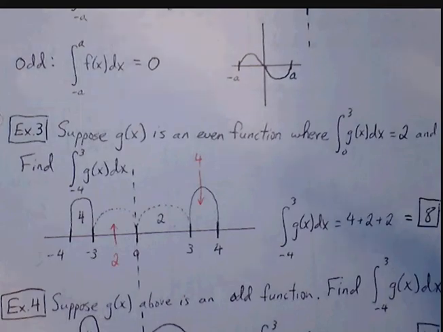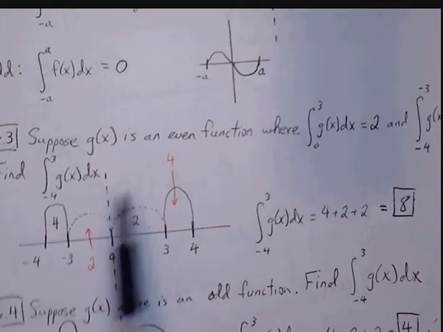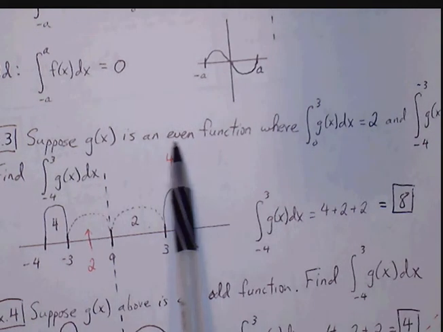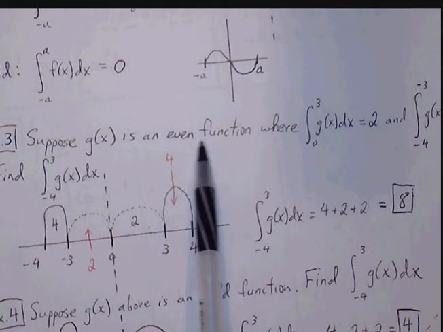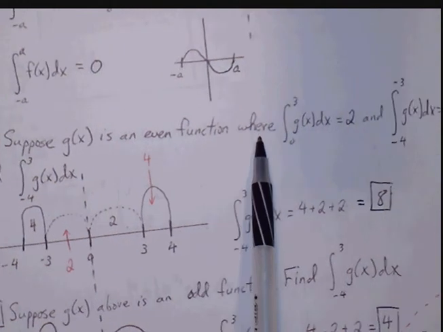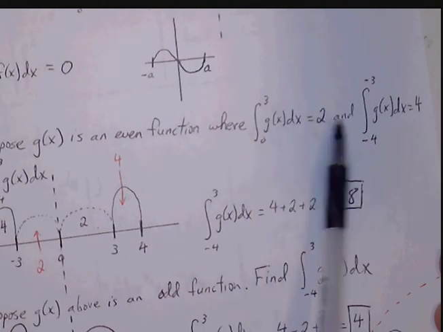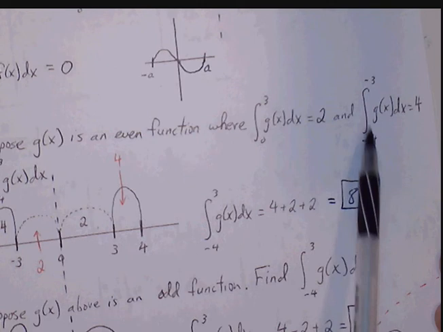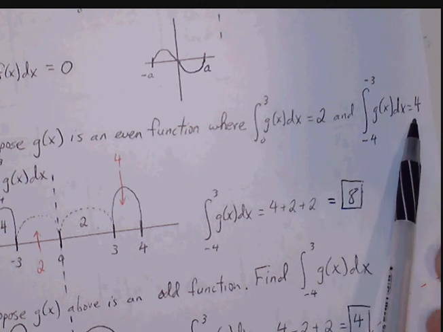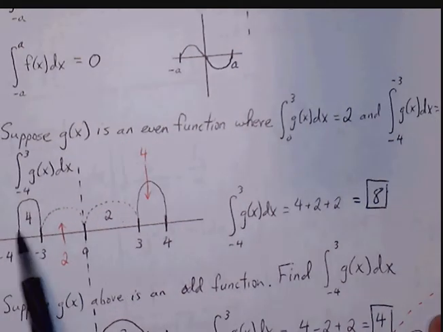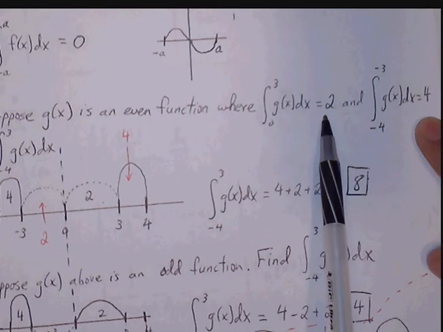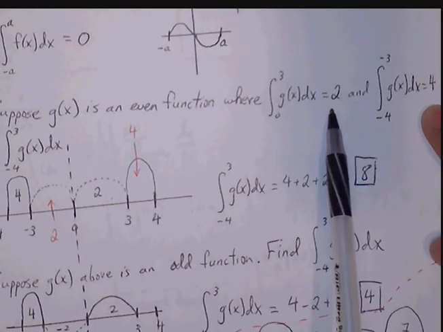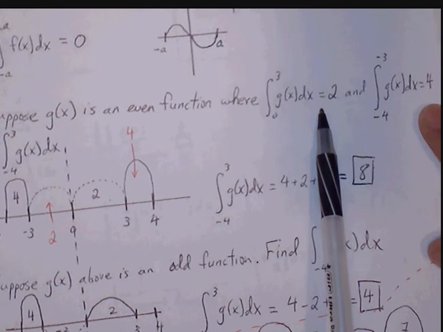Okay. Number 3, suppose our g of x is an even function. So remember, we want the graph to be symmetric about the y-axis, where the definite integral from 0 to 3 is equal to 2, and the definite integral from negative 4 to negative 3 is equal to positive 4. So I'm going to just draw a graph showing these characteristics, and then see if we can fill out the rest of the information so that we can answer the question.